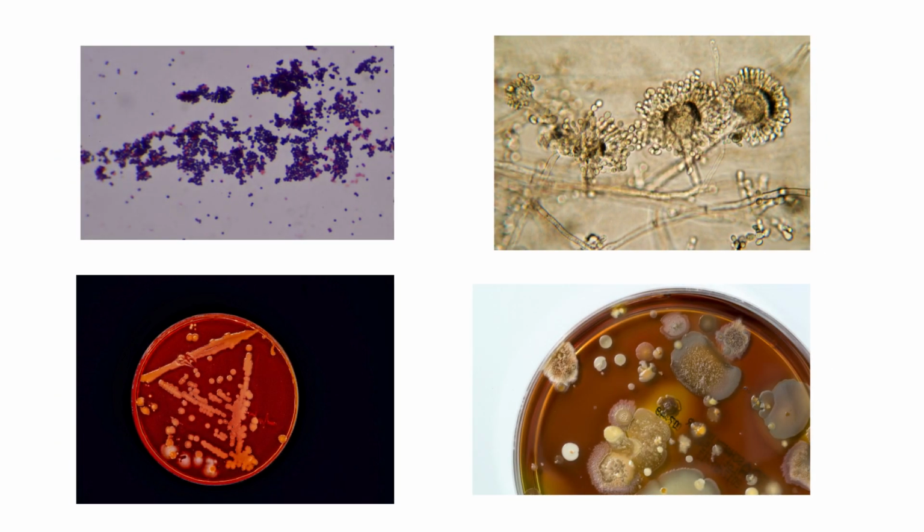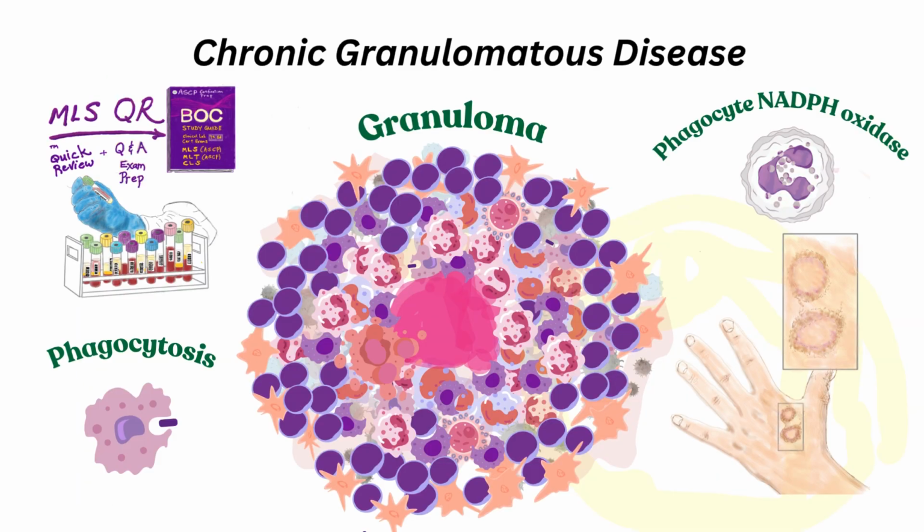Catalase positive microorganisms such as Staph aureus often go unchecked. Likewise, Nocardia and fungal infections with Aspergillus often lead to a fatal pulmonary outcome. For more details, please see our other video on this fascinating topic.